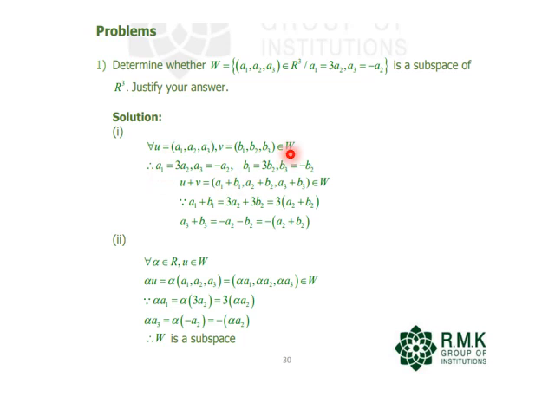Once u plus v belongs to W and alpha times u belongs to W, then you call that W a subspace of the given space R cube.